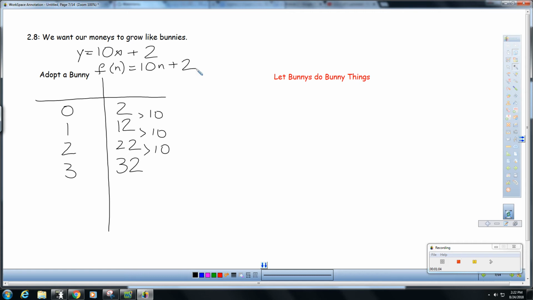Just out of curiosity, 10 months later, how many bunnies would we have? 10 times 10 is 100. 100 plus 2 is 102 bunnies. Not bad. Okay?